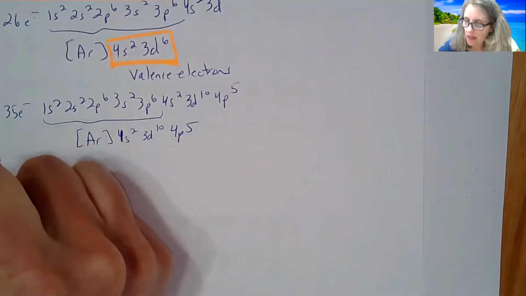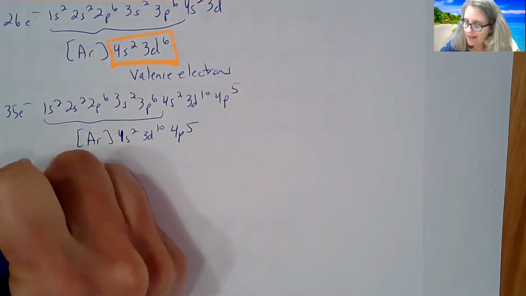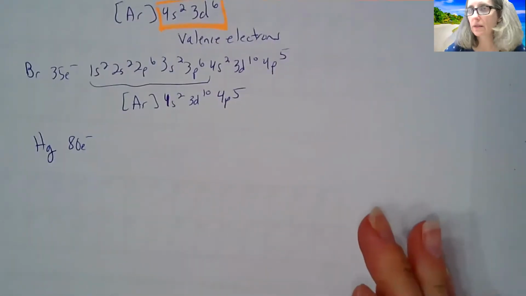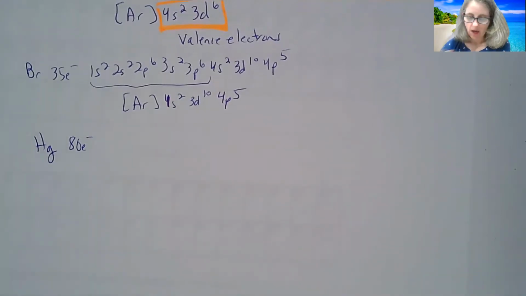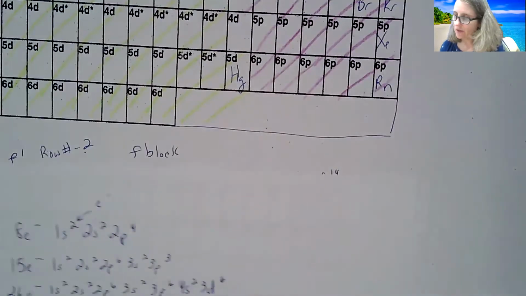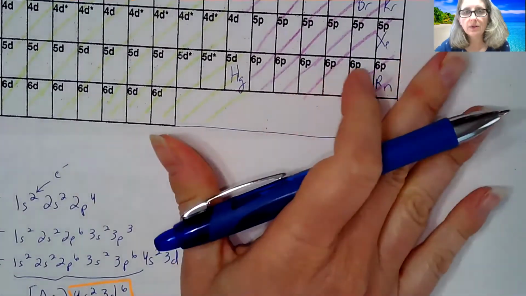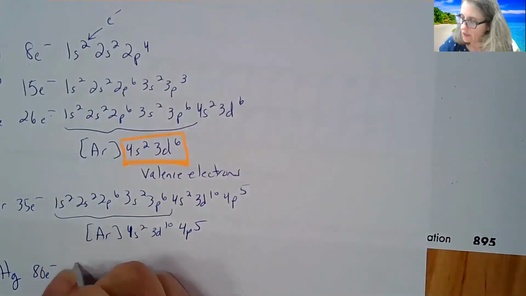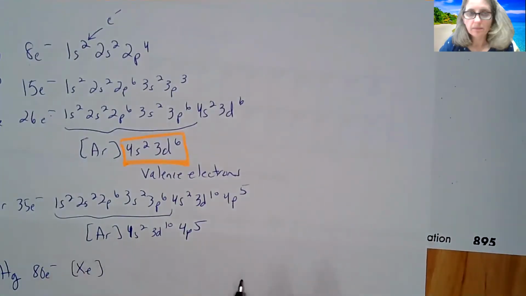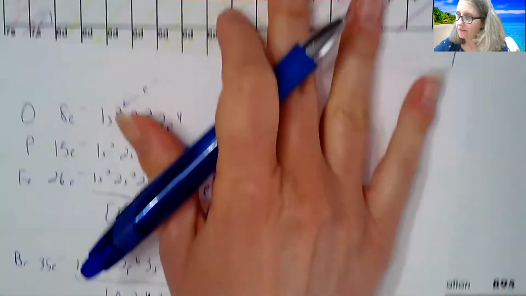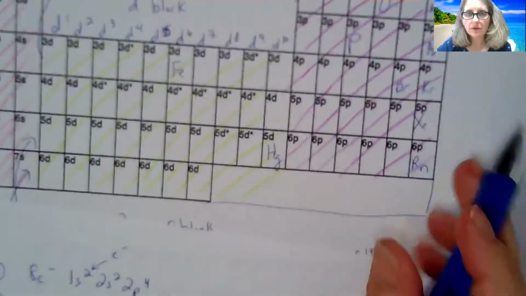So mercury has a total of 80 electrons. I'm going to just write it all down. I'm not going to talk through the whole thing. And I'm going to use the noble gas configuration because it's far easier. So if I go where mercury is, I go to the row above and I look at xenon. So I'm going to put xenon in brackets. And then I have to follow what happens after xenon.